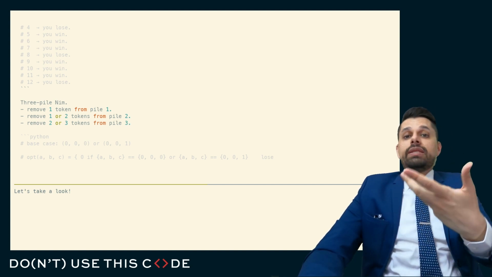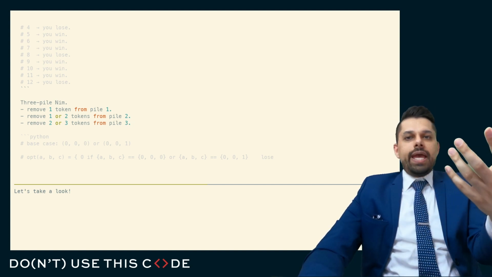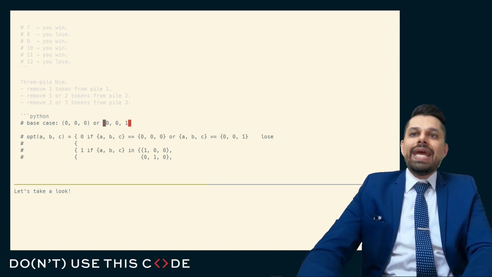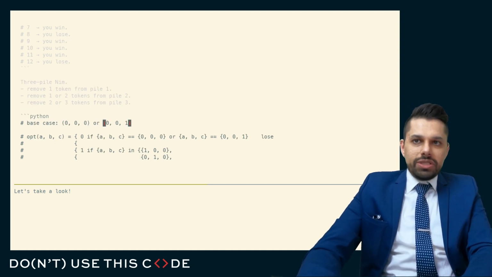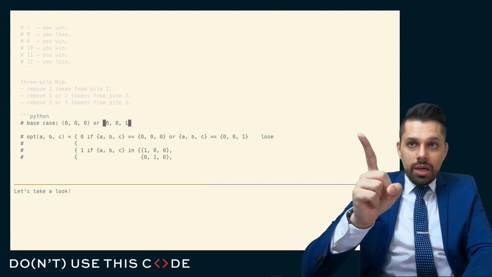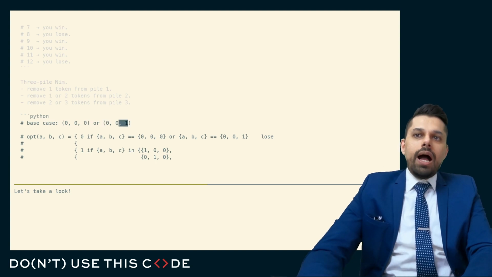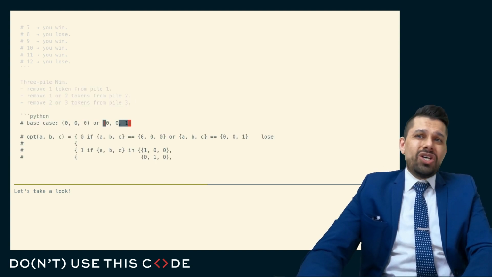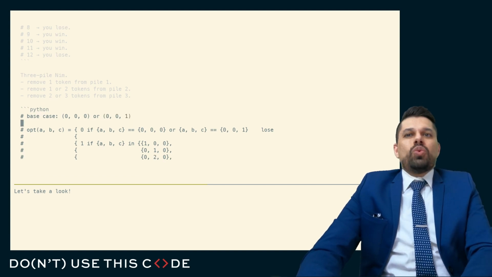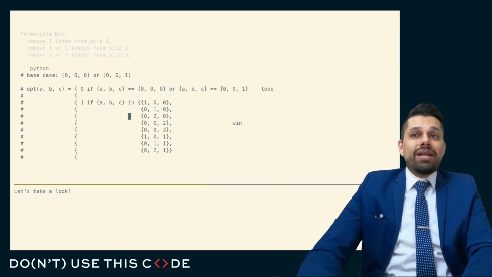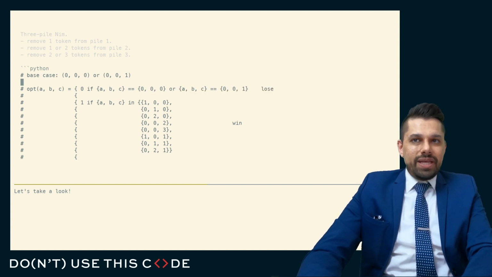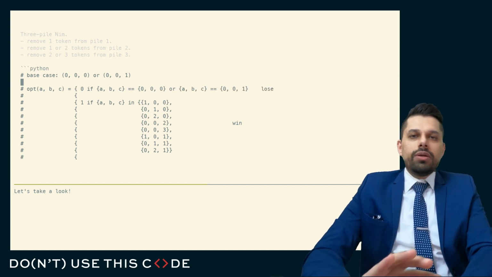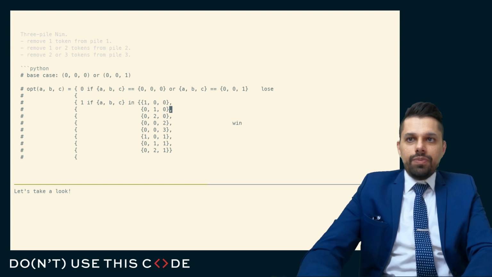And we can formulate this in our standard base case and inductive step recursive formulation. If there are no tokens left, I lose. If there's one token left here, I lose, because I can only remove 2 or 3 from the third pile. So there's no action I can take if there's 1 token here. I can set up my choice. I can say, if I have either of these base cases, 0, 0, 0 or 0, 0, 1, I lose. There's nothing I can do.